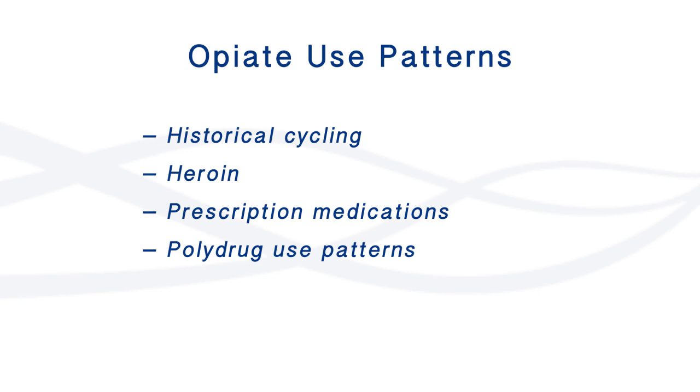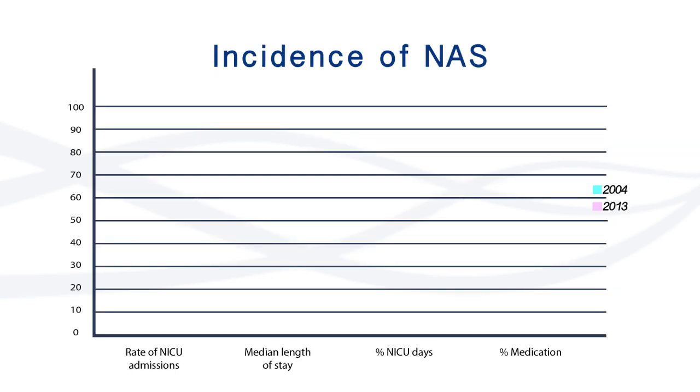What is different this time, though, is that quite a bit of the opiate use is related to prescription medications. And the other thing that differs now than from what has occurred historically is that we see polydrug use patterns. So even among pregnant women who are using prescription medications, you still see a high rate of use of especially alcohol. Now, the incidence of neonatal abstinence syndrome has been studied pretty extensively now.